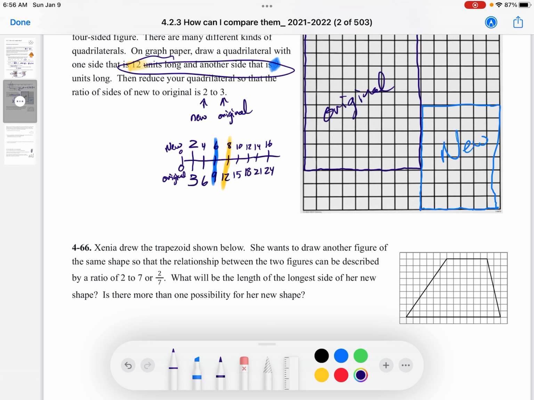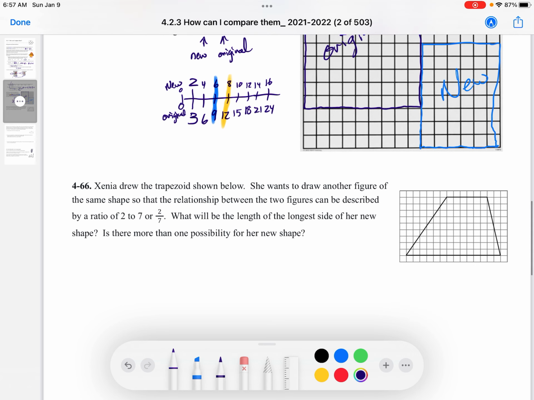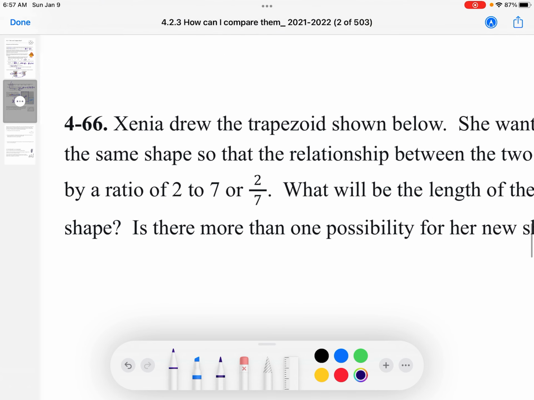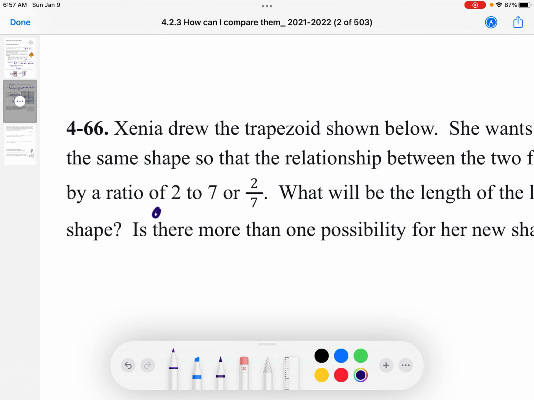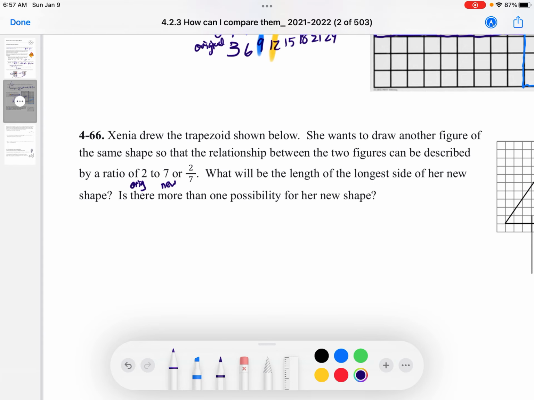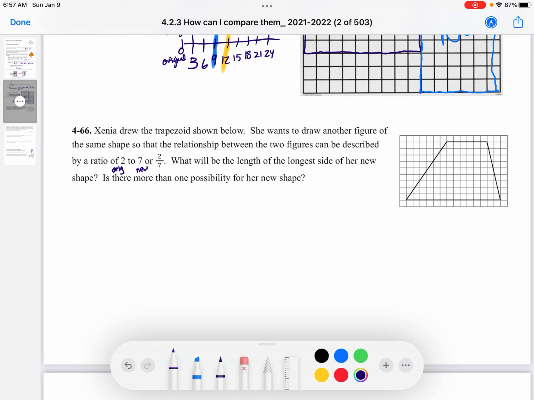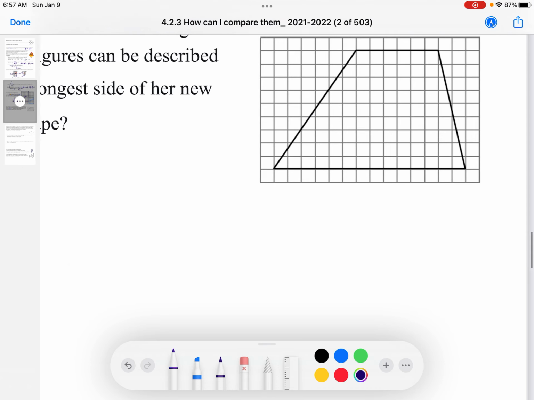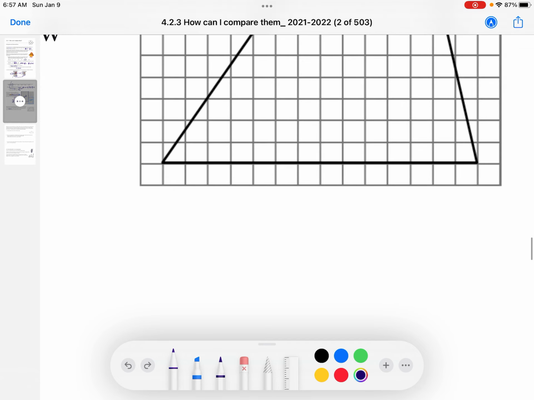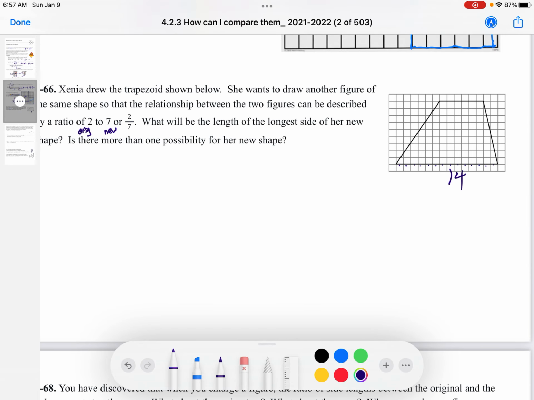This will be an enlargement. Okay, this will be an enlargement. Doesn't say that necessarily, but usually by ratio 2 to 7, we would say this was the original and this is the new. So what we'll do is find the longest side of our new shape, and we just need that longest. So let's find that here, right? That's that length right there, okay? So we're going to count that out, right? 1, 2, 3, 4, 5, 6, 7, 8, 9, 10, 11, 12, 13, and 14. So I have 14 is my largest.